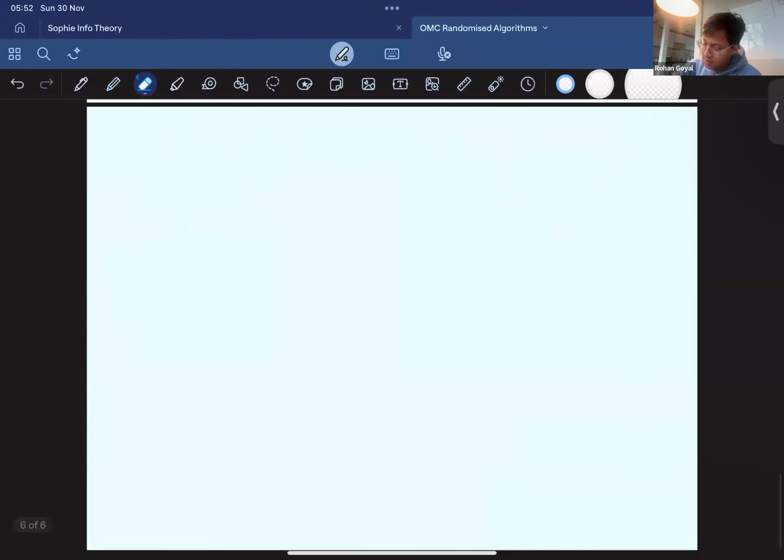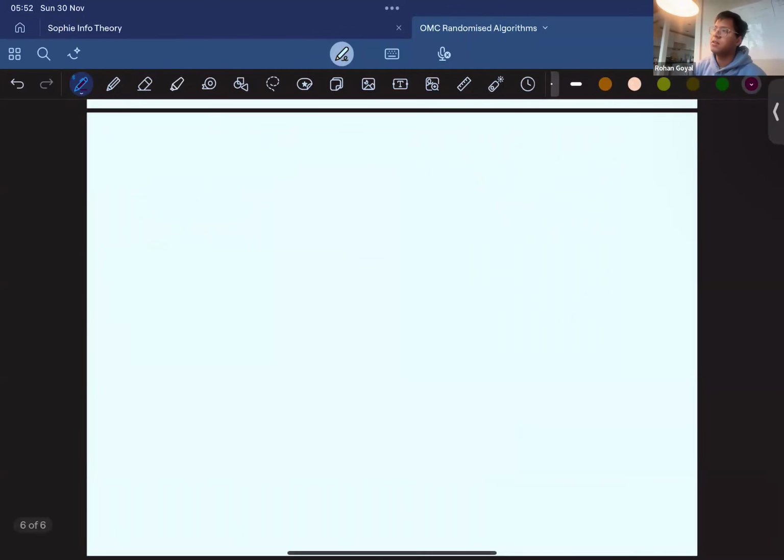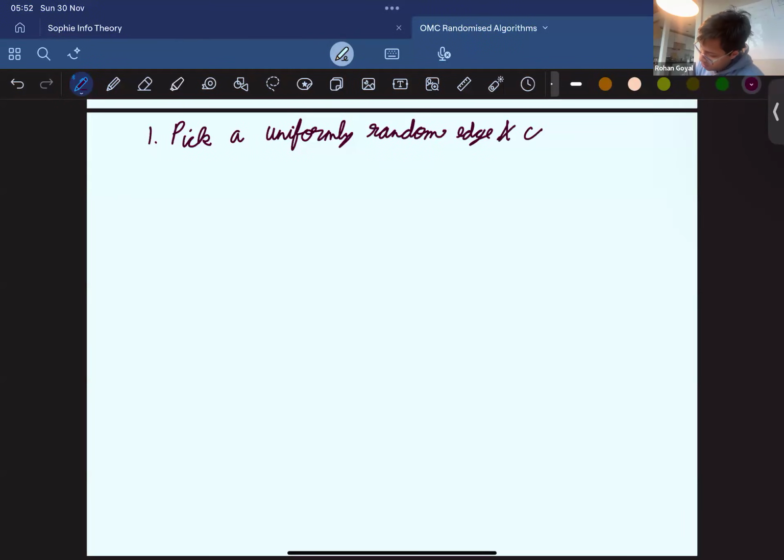So Karger comes in and says this ridiculous thing. Karger says, don't be smart. Don't try to do all these things. Do the following. One, pick a random edge, a uniformly random edge. And contract it. I'll tell you what a contraction is. Repeat until two vertices remain at the end, that's your cut.